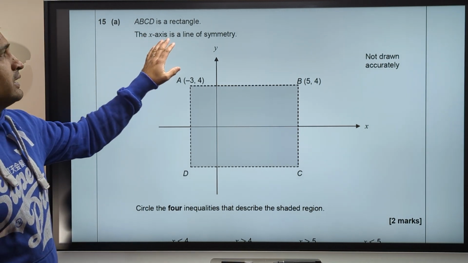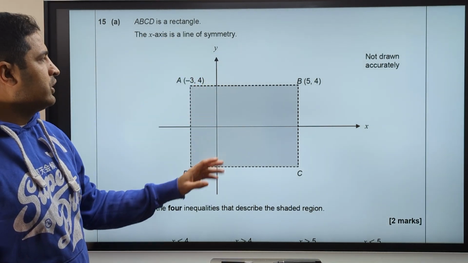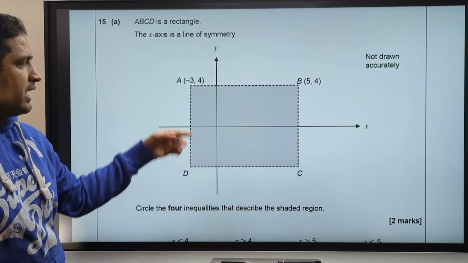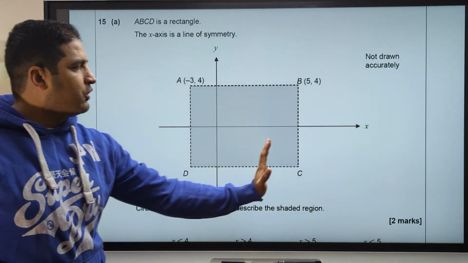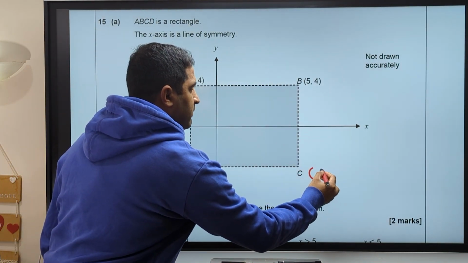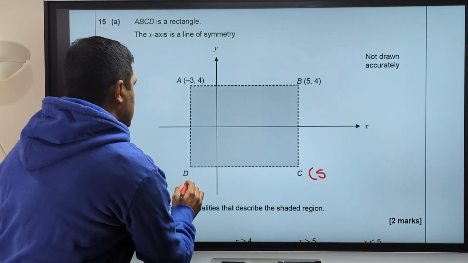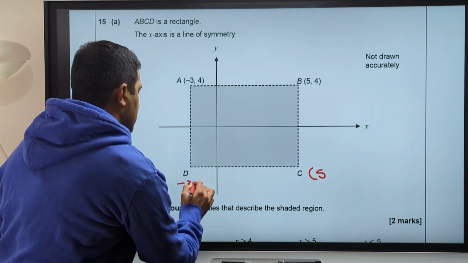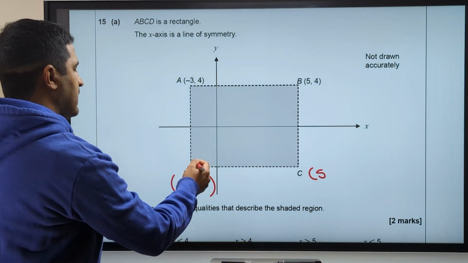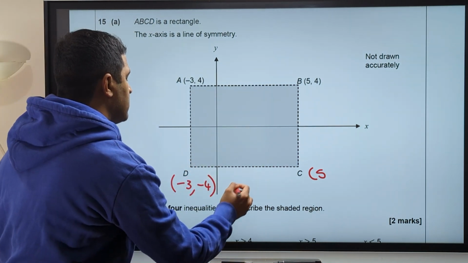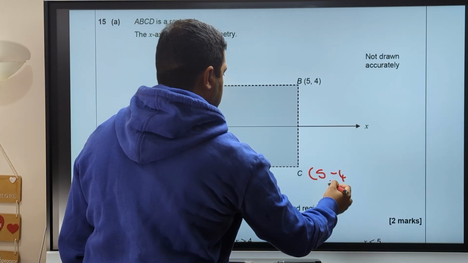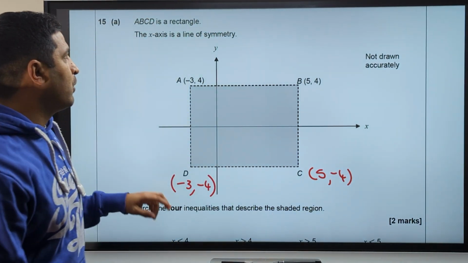The x-axis is a line of symmetry. So that's a line of symmetry. Obviously, you can work out what the other points are if that's a line of symmetry. Your x value is going to be the same for C and D. So that's going to be 5, and that's going to be -3. But the y value is going to be in the opposite direction. So negative 4 and negative 4. So those are your 2 points.